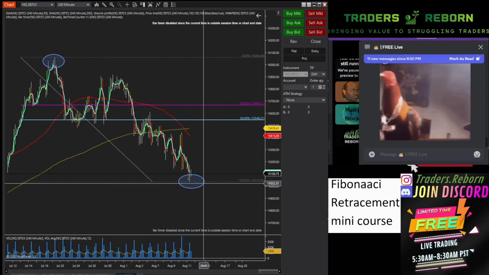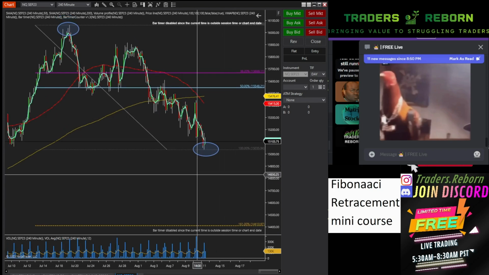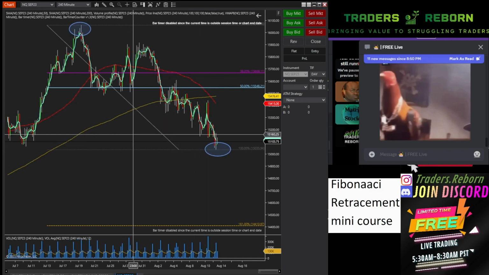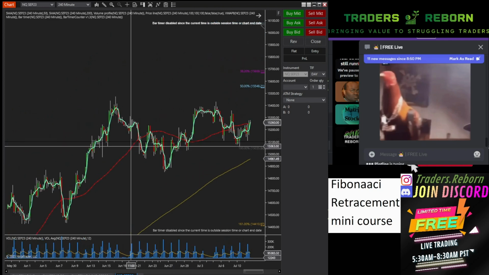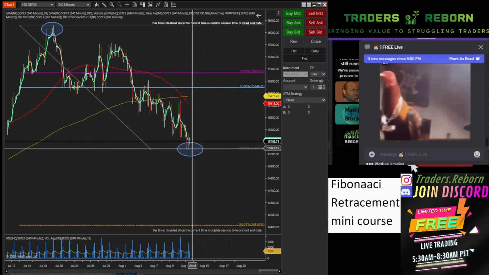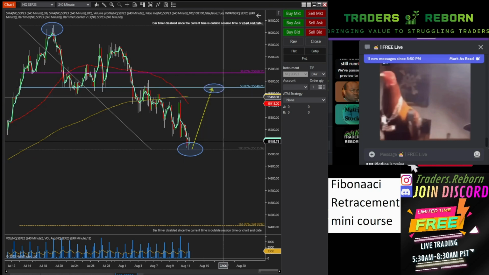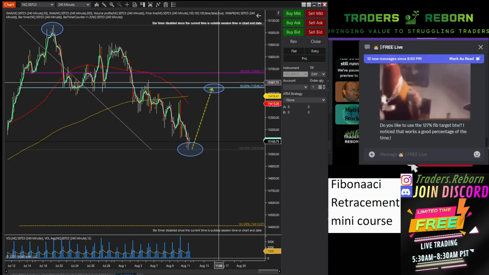So now what this tells you is, see how it gave us the target point also. So what this tells you is that if price bounces from here, look where, see how it's matching up with all these support right here too. If price bounces from here, the highest it should go is here. Okay, this is the 50%. If this goes past the 50%, we're now looking for a reversal.